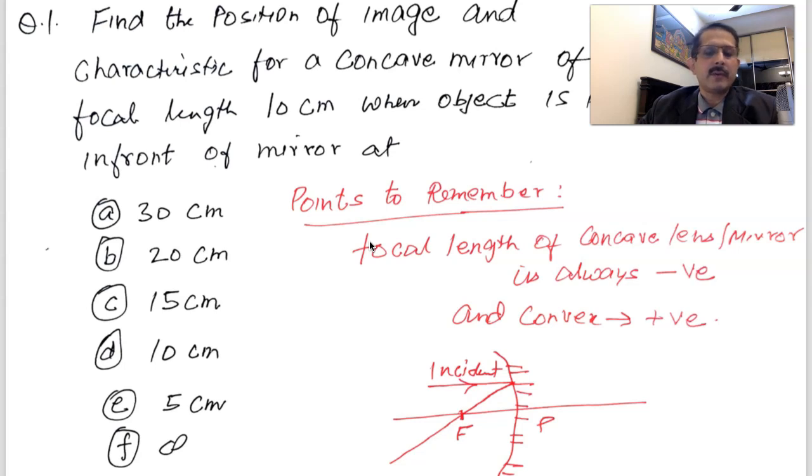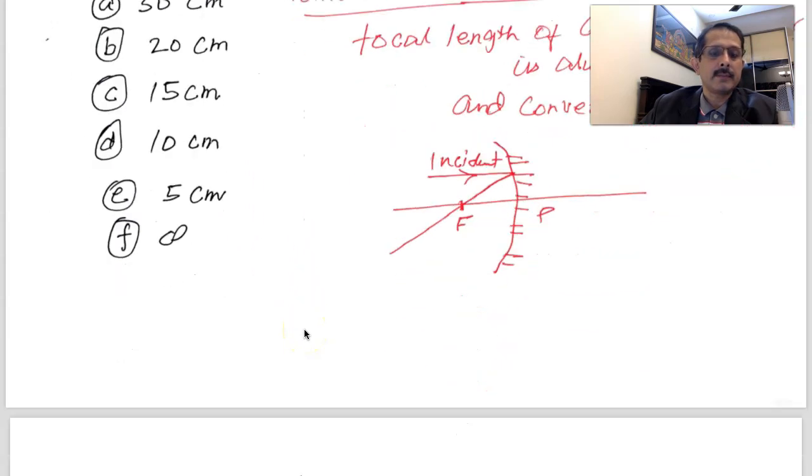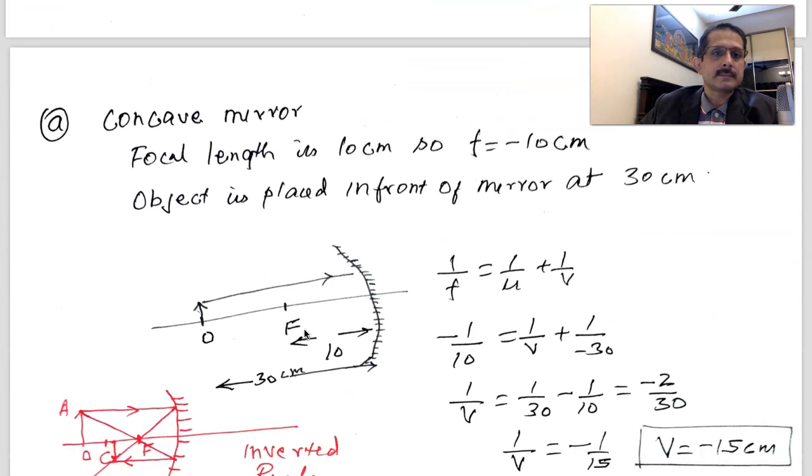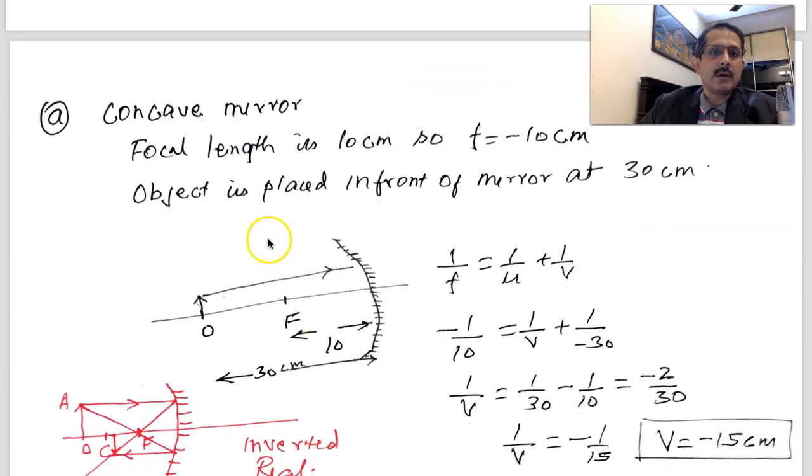One of the things which you have to remember always, as you see on the screen, is that the focal length of a concave lens or mirror is always negative and convex is always positive. So let's get started, first with the case when the object is placed in front of the mirror at 30 centimeter. Focal length is 10 centimeter, so f is equal to minus 10 centimeter.